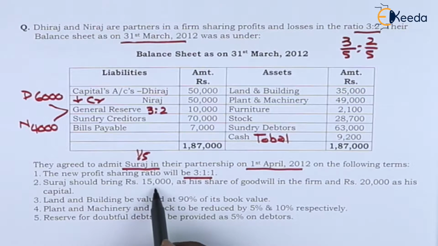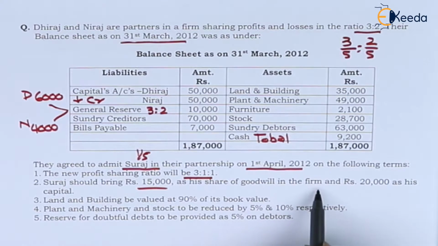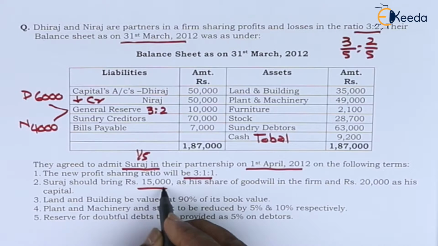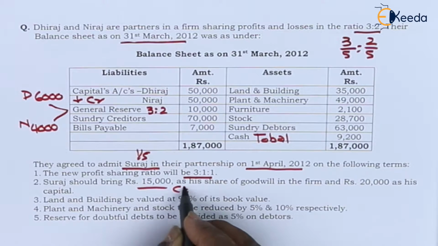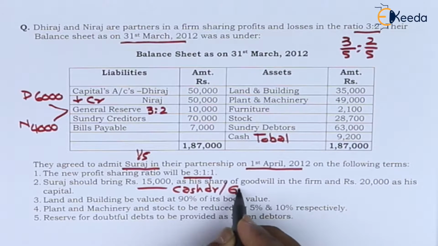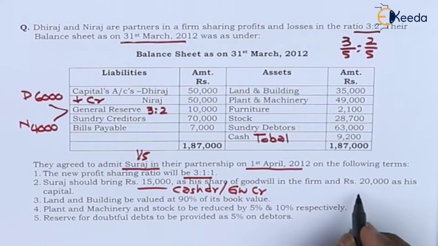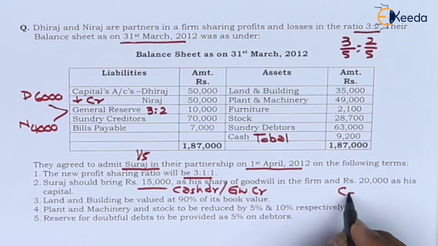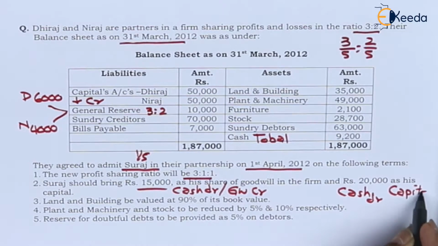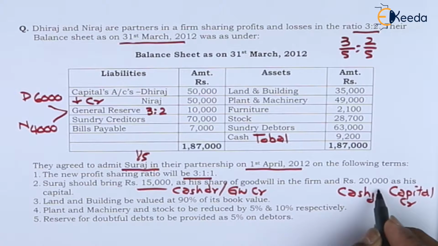Suraj should bring 15,000 as his share of goodwill of the firm and 20,000 as his capital. So he will bring 15,000 as cash towards goodwill. Cash will be debited, goodwill will be credited. He brings 20,000 as capital. Cash will be debited, his capital will be credited.